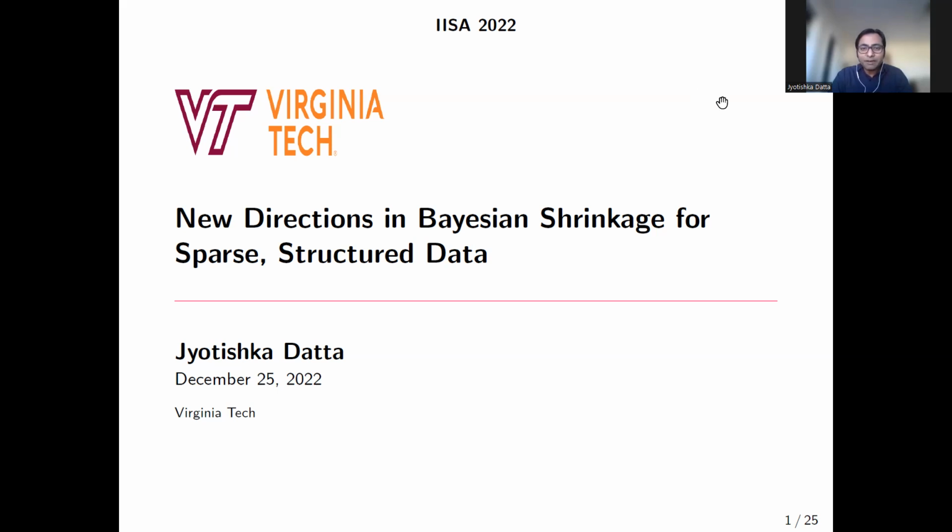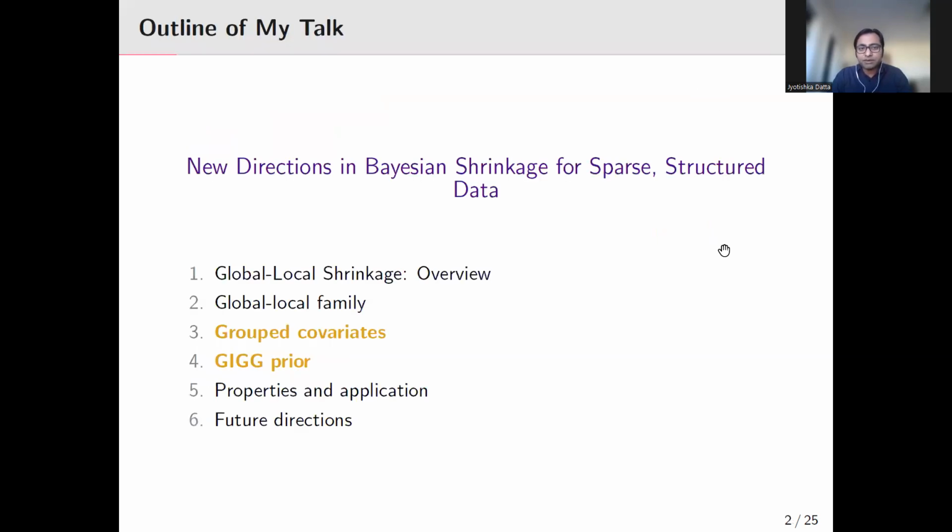So before I begin, here is a rough structure of what I'm going to talk about. I'll give a very quick overview of global local shrinkage priors, although you have already heard some of this review from the earlier speakers in the session. I'm then going to talk about grouped covariates, how to build a specially designed prior for these grouped covariates, their properties, applications, and some future directions.